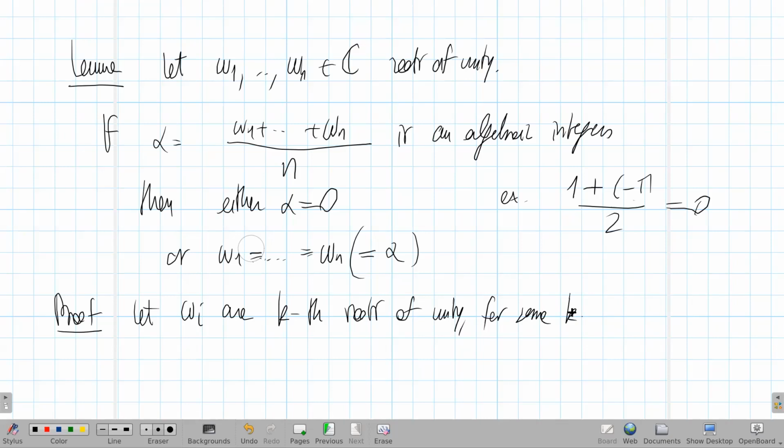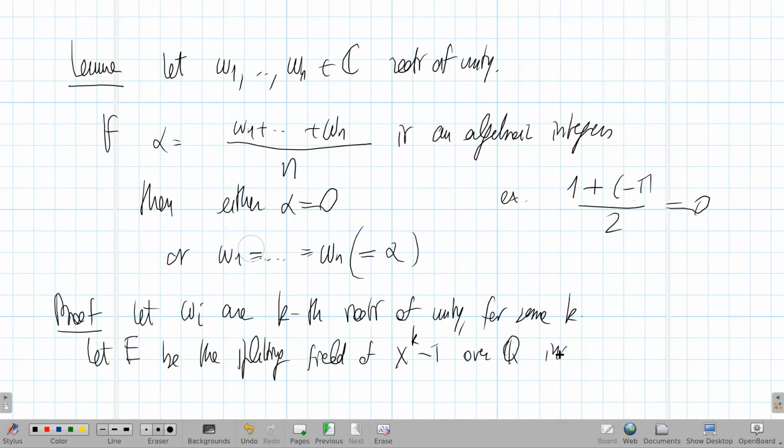And what we do, we consider the splitting field of the polynomial x^k minus 1 over Q inside the complex numbers. So we take the kth roots of unity in C and take the field generated by them. This is something we have already done yesterday.